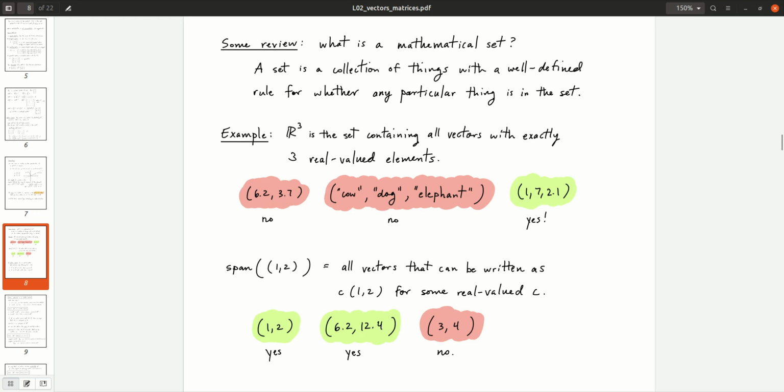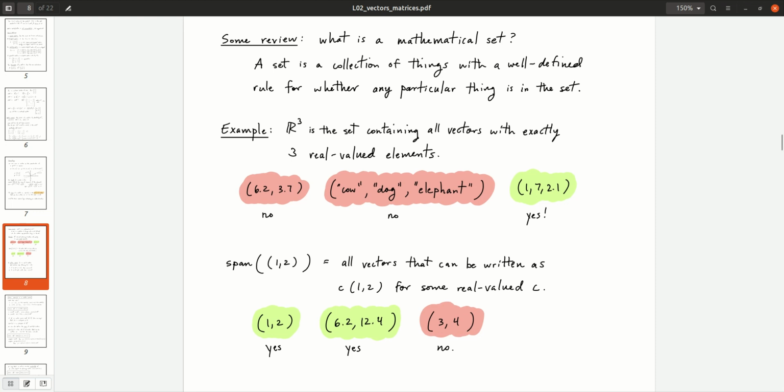But if we look at this one, 1, 7, 2.1, it's a vector of length 3, and all the elements are real numbers. So therefore, this thing is a member of R3. So when you think about sets, I think it's most useful to think about a set as a rule for determining whether any particular thing is in the set or not. Okay, so let's apply that idea to the span of a vector.